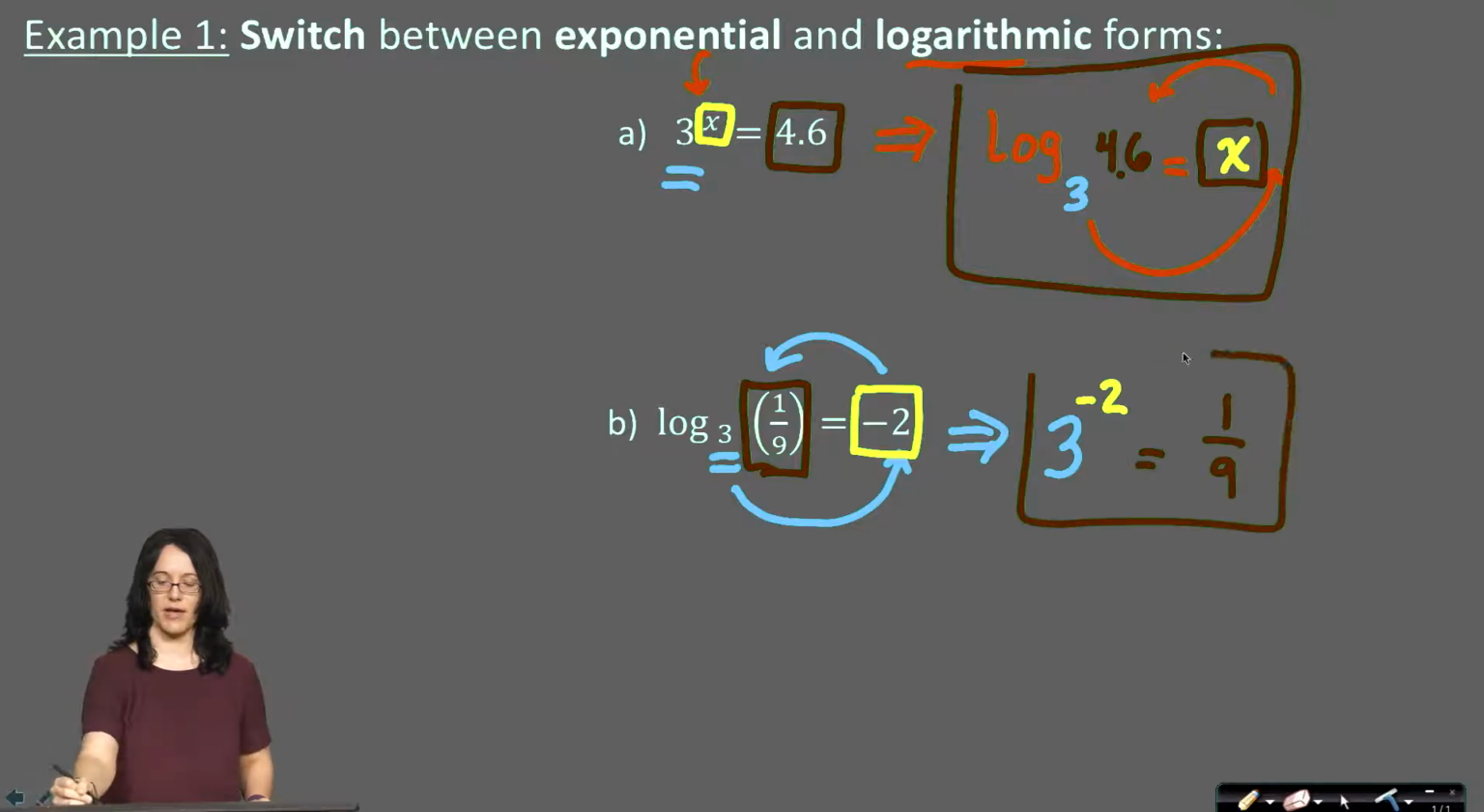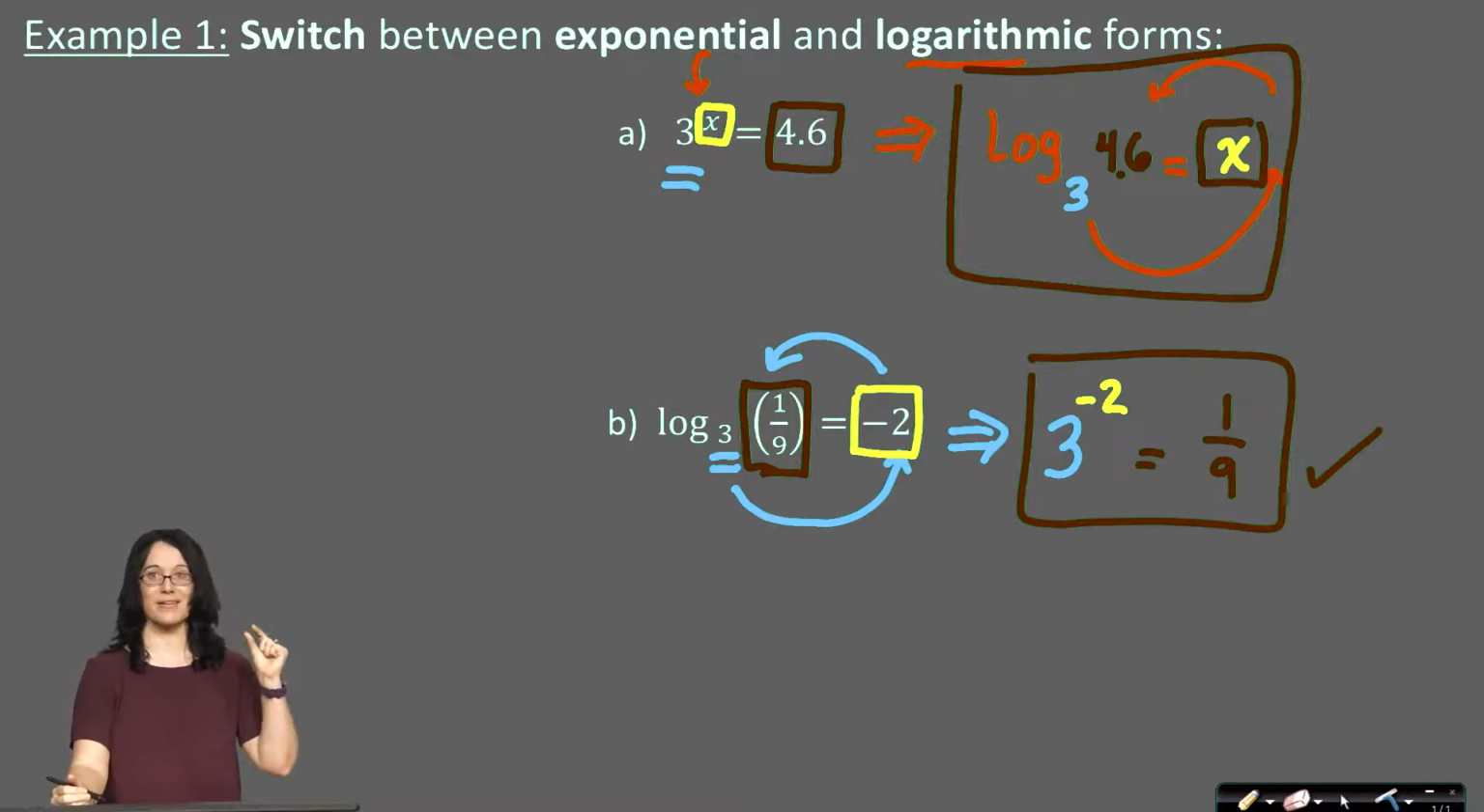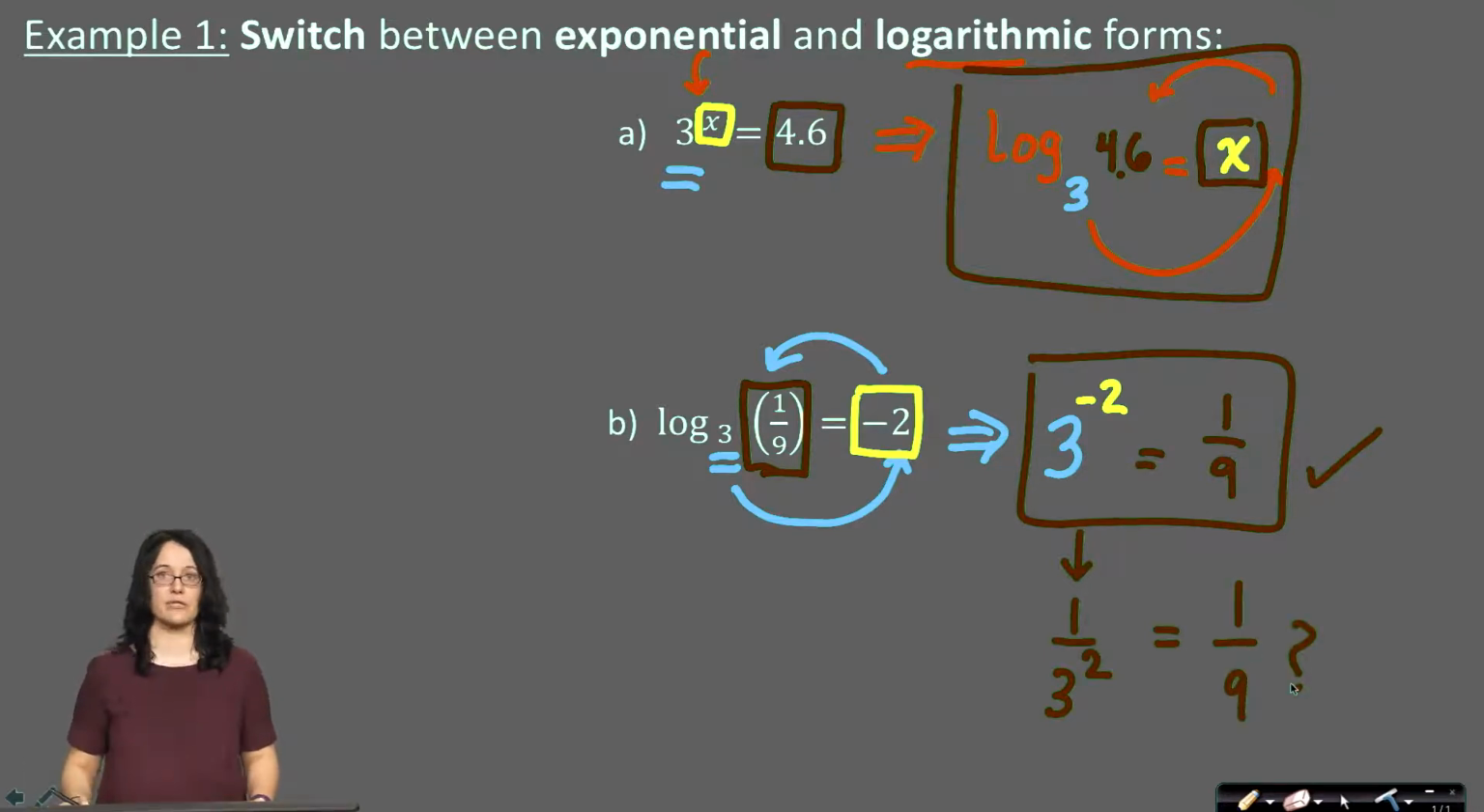Now, do you agree with that? Is that a true statement or a false statement? Let's think about it. That's the answer, right? But can we check if it makes sense? What does it mean to have a negative exponent? It means the reciprocal. Good. So that means 1 over 3 to the positive 2, doesn't it? Does that equal 1 over 9? Well, yeah, because 3 squared is 3 times 3, which is 9. So yes, this makes sense. We have translated it correctly.